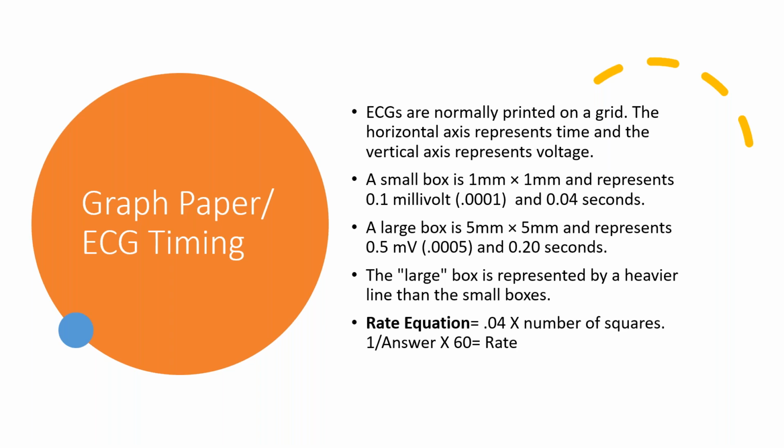So ECGs normally are printed on a grid. The horizontal axis represents time, and the vertical axis represents voltage, like we talked about on that previous slide. A small box is 1 millimeter by 1 millimeter square. It represents 0.1 millivolts, so 10 of those equals 1 millivolt, and 0.04 seconds, or 40 milliseconds. A large box is 5 millimeters by 5 millimeters.